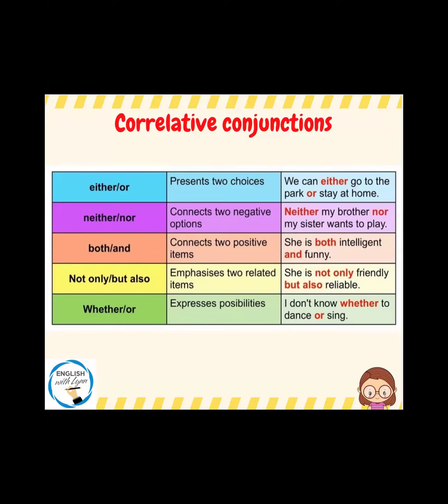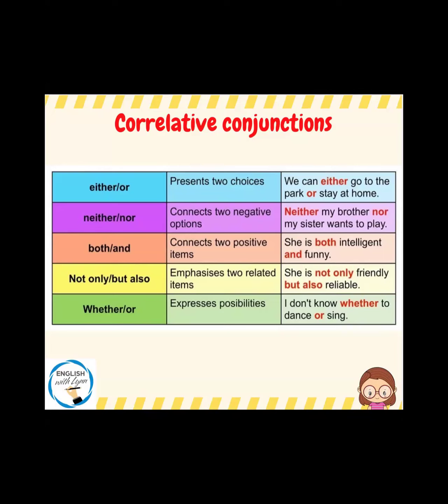And then you've got the final of the most common ones, whether or, and that is used to express possibilities. So I don't know whether to sing or dance, but you could say, I don't know whether to go to the beach or go to the park. So you could highlight the different possibilities within that.